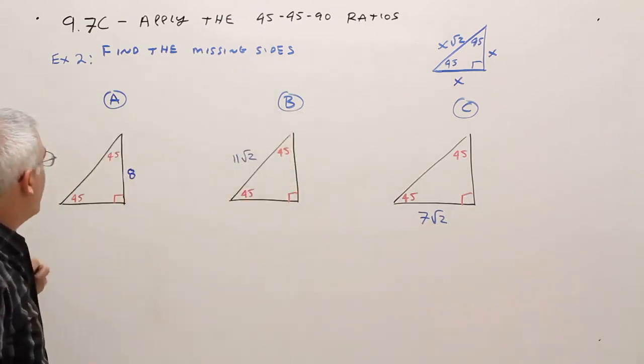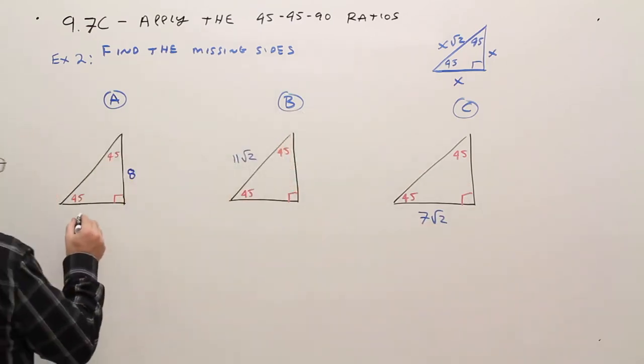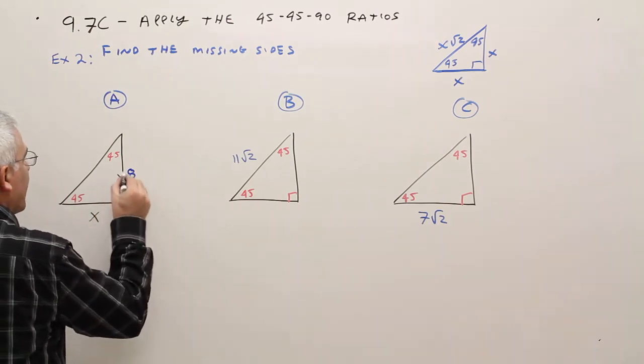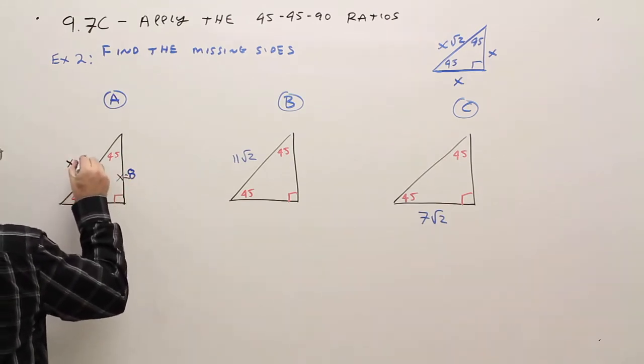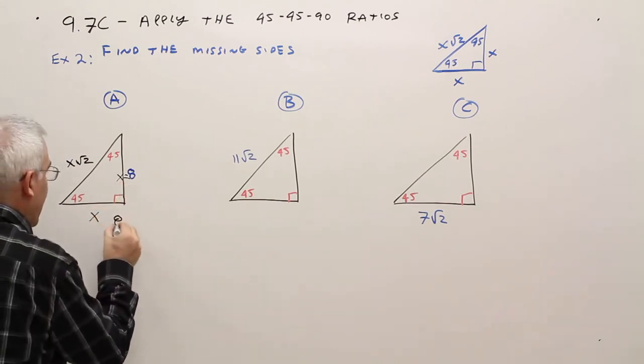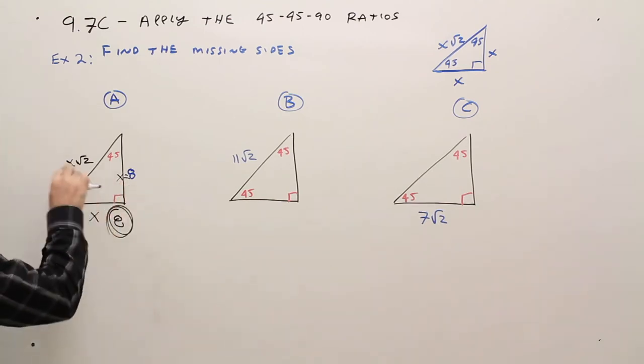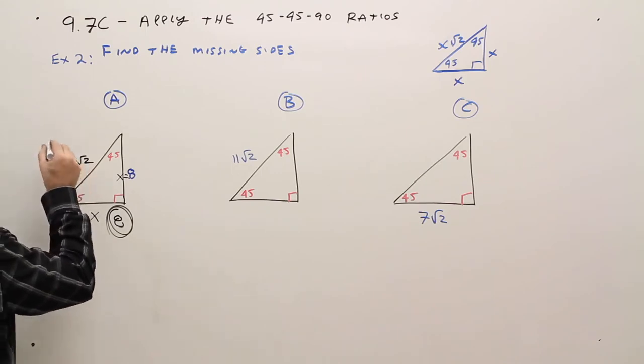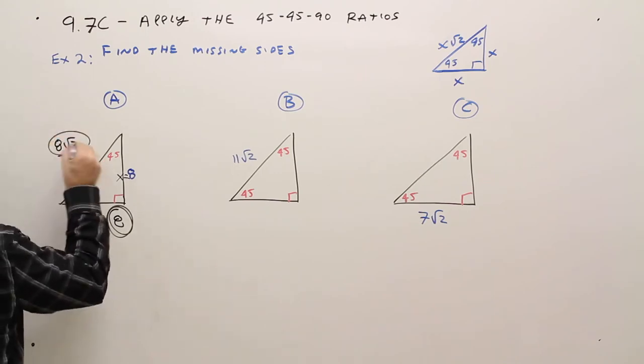Okay, so step 1, I will label. All the legs are x, and the hypotenuse is x radical 2. So I've got an equation, x equals 8. So that means this is also 8 over here. This is going to be 8 times radical 2, or simply 8 radical 2.